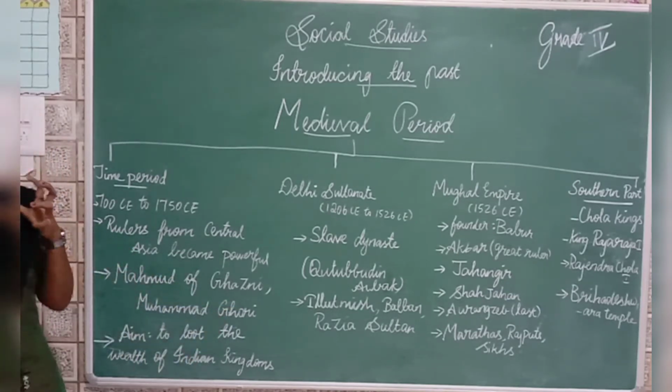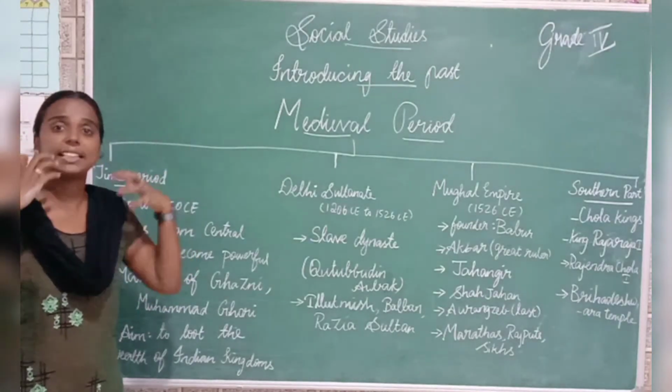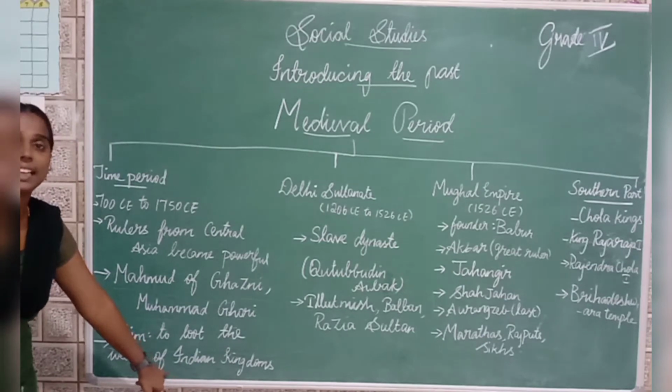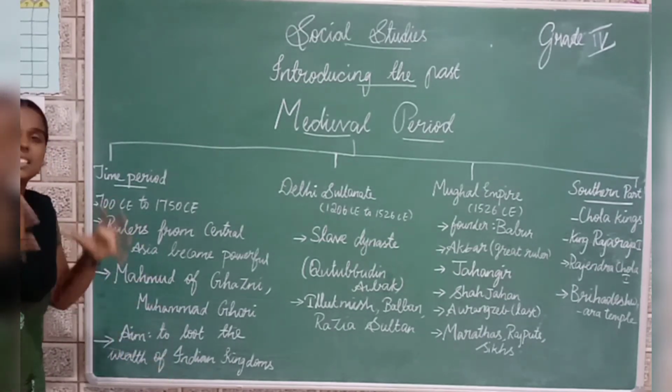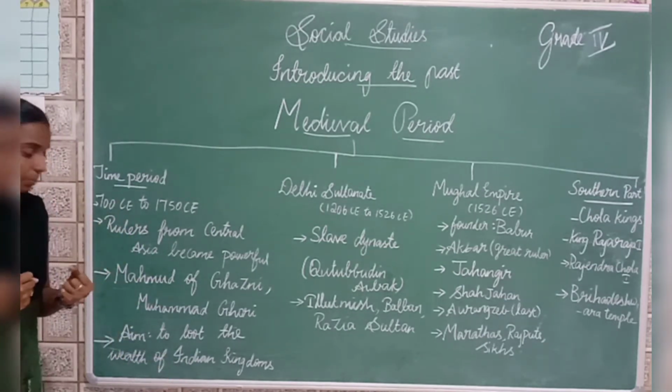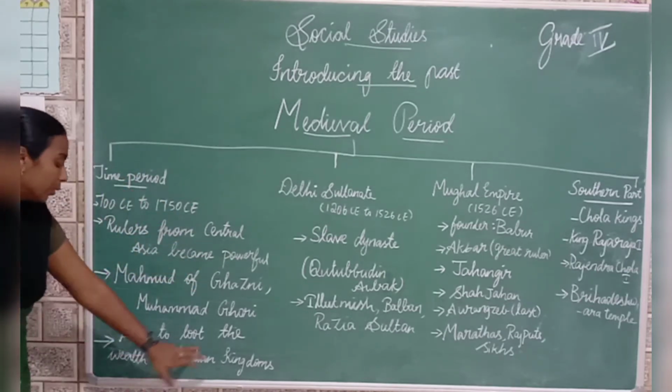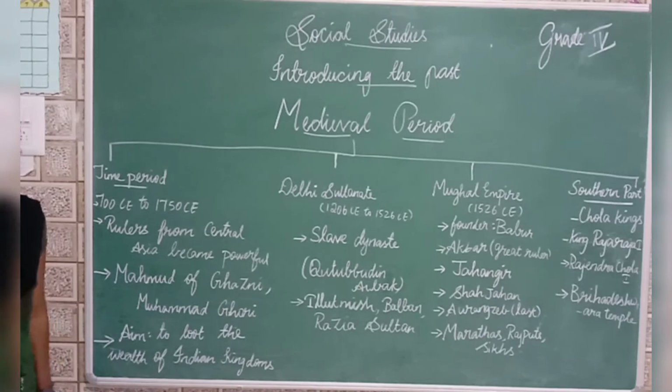And what was their main aim? Why did they come from Central Asia to our country? To loot the wealth of Indian kingdoms. That means to steal the wealth of our Indian kingdoms. So these rulers came from Central Asia to India to loot the wealth of Indian kingdoms.